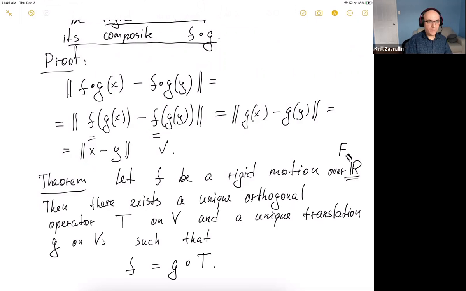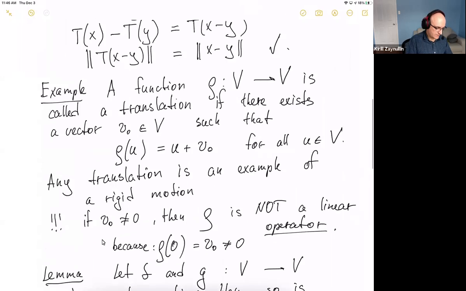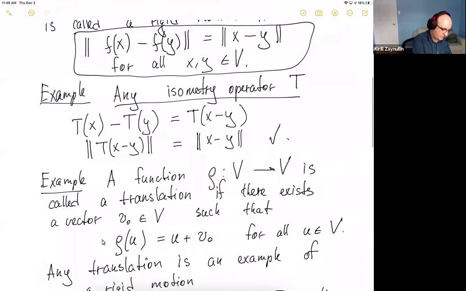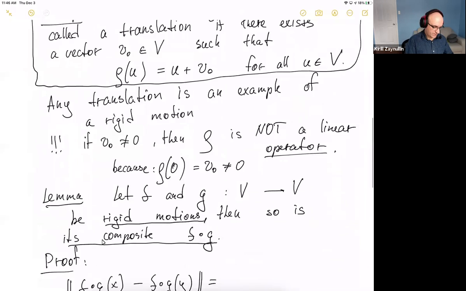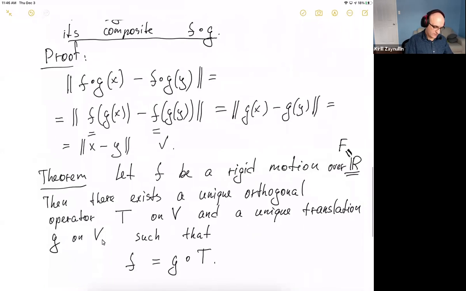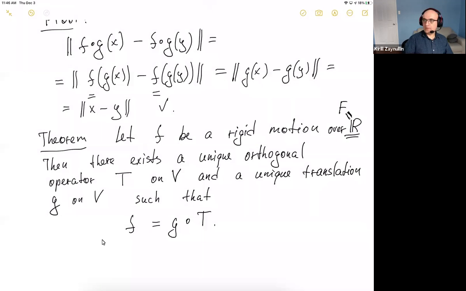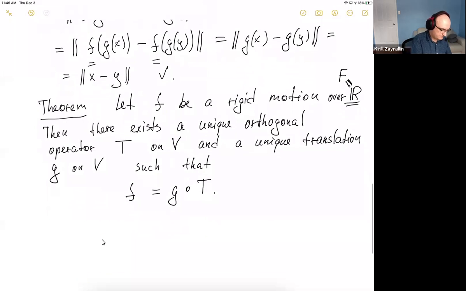So that's a pretty important fact. Basically, it tells us that you can construct any rigid motion from these two examples, because don't forget that an orthogonal operator is precisely an isometry operator over the real numbers. So this fact is telling us that any rigid motion is one orthogonal operator followed by a translation. Okay, so let's prove this.